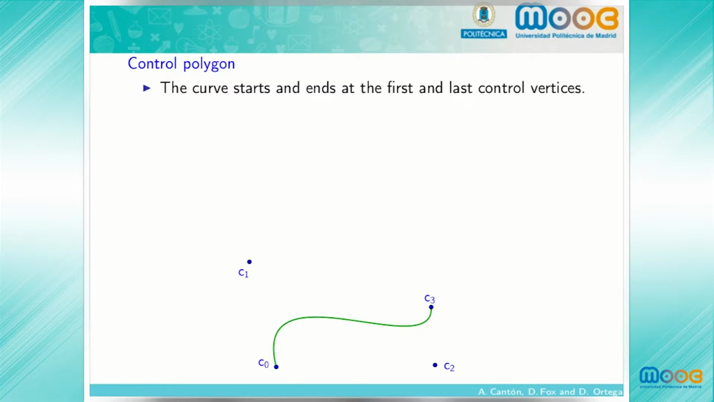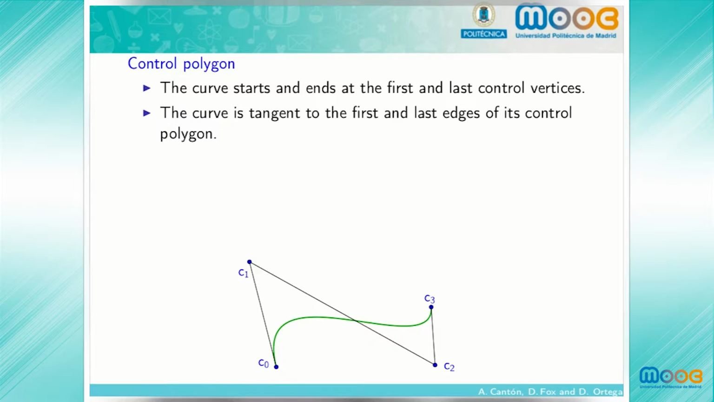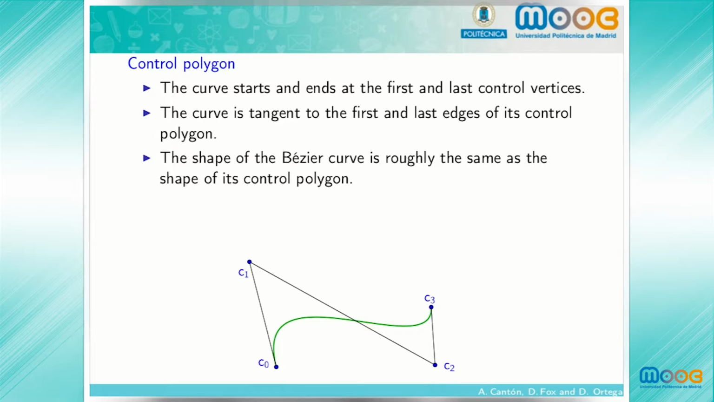Control polygon. The curve always starts and ends at the first and last control vertices. Here we see a Bezier curve of degree 3 that starts in the first control vertex and ends in the last control vertex. The curve is tangent to the first and last edges of its control polygon. So we can see here how the curve is tangent to this first edge of the control polygon and tangent to the last edge of the control polygon.